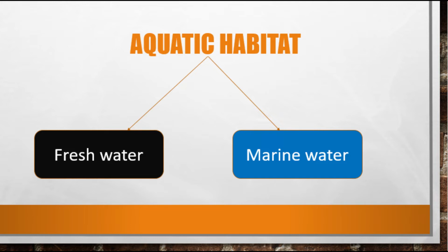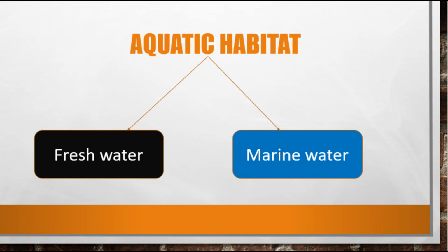If fresh water contains a low amount of salt, marine will be what? It contains a higher amount of what? Salt, or the concentration of salt is very high in them. For example, like the sea, right? Okay, good. So they are the two types of habitats we know. So we've talked about aquatic habitats.